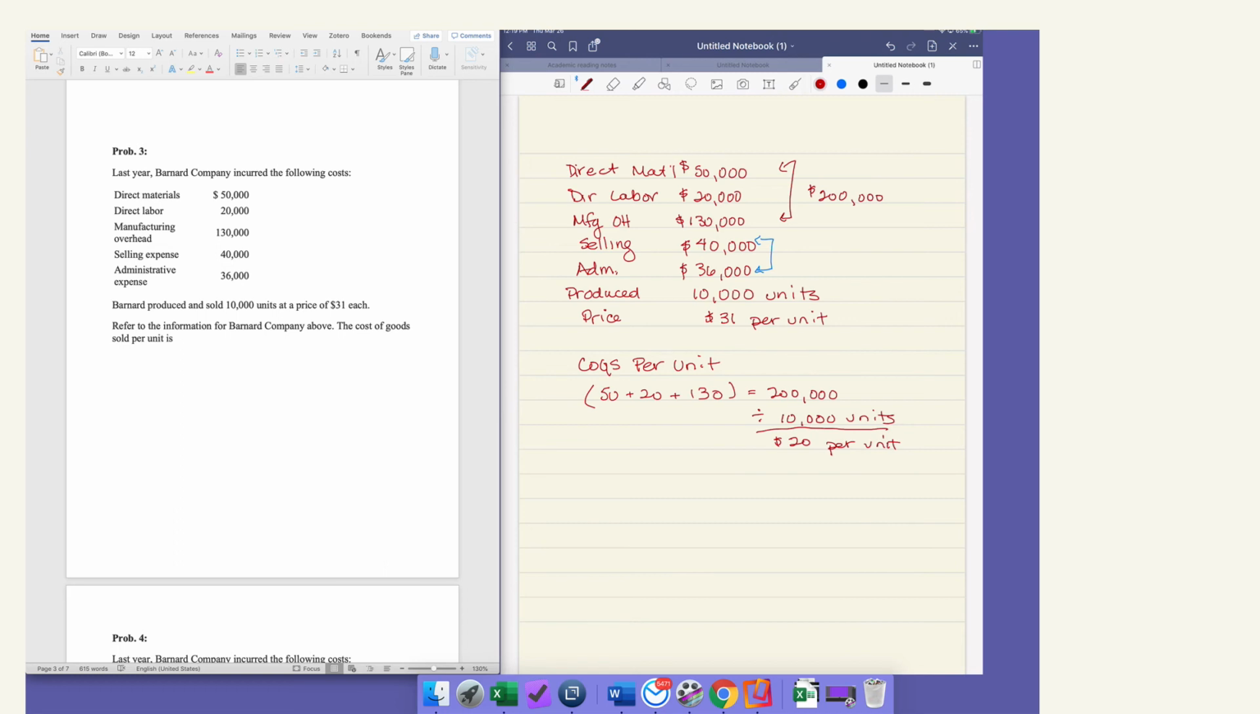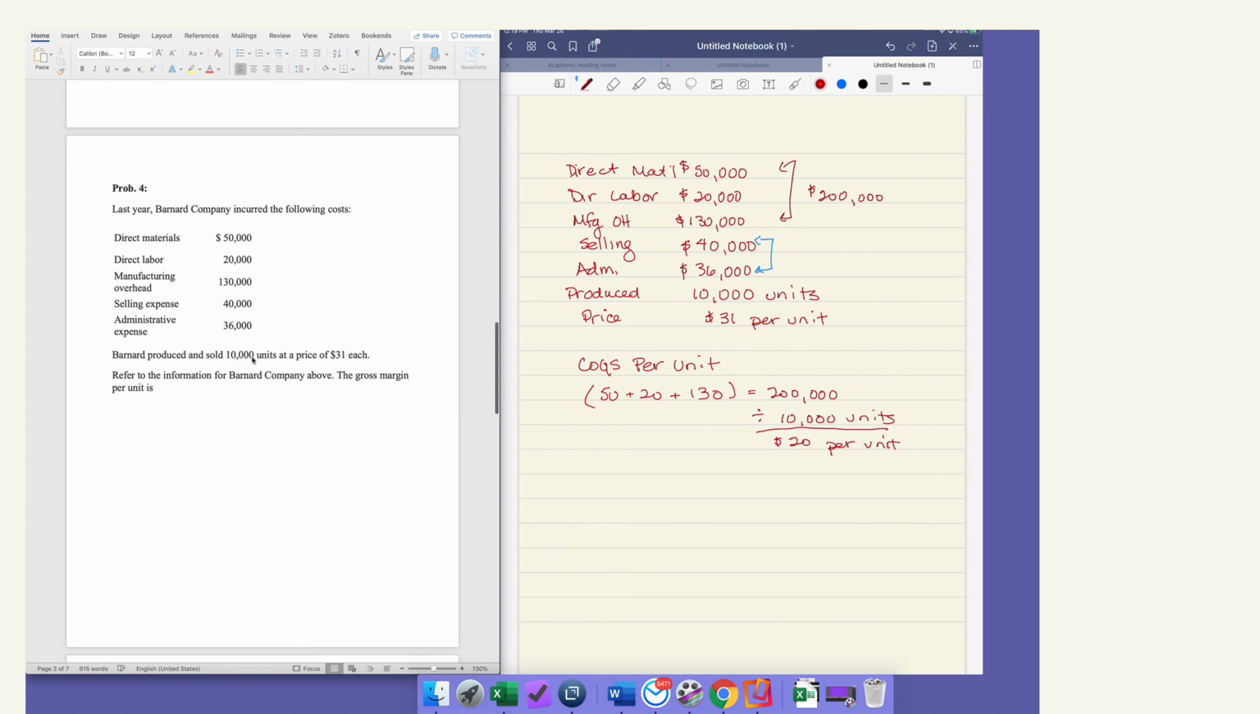I'm going to erase the lower half of this. Here's our next question, same setup. So let me get my eraser out. Okay. So, the gross margin per unit. Remember, we got the cost of goods sold per unit. That was $20. So what's our gross margin per unit?